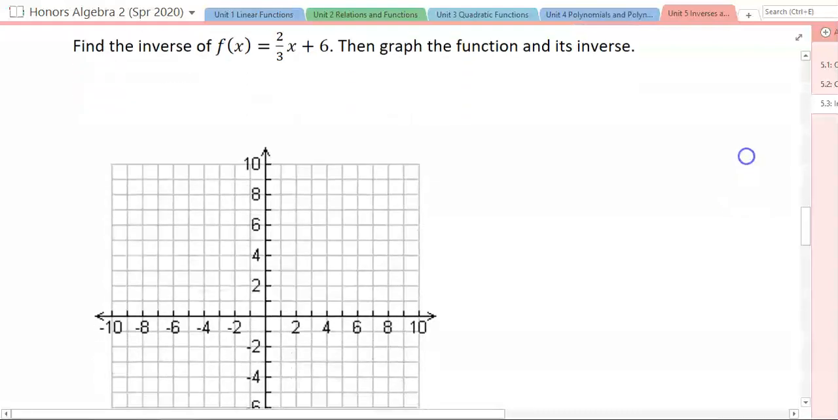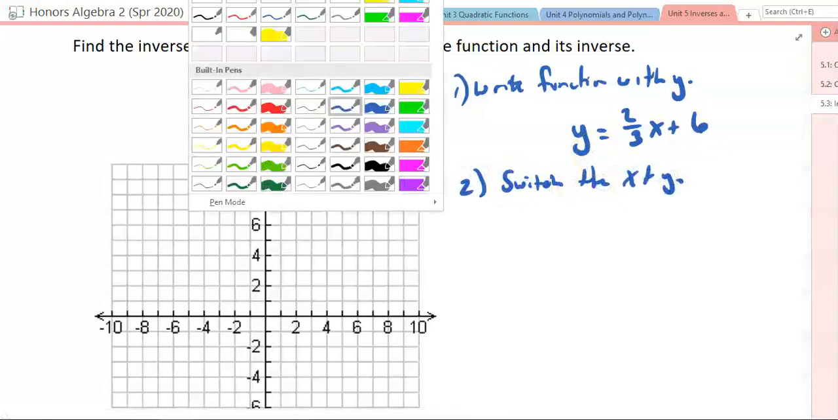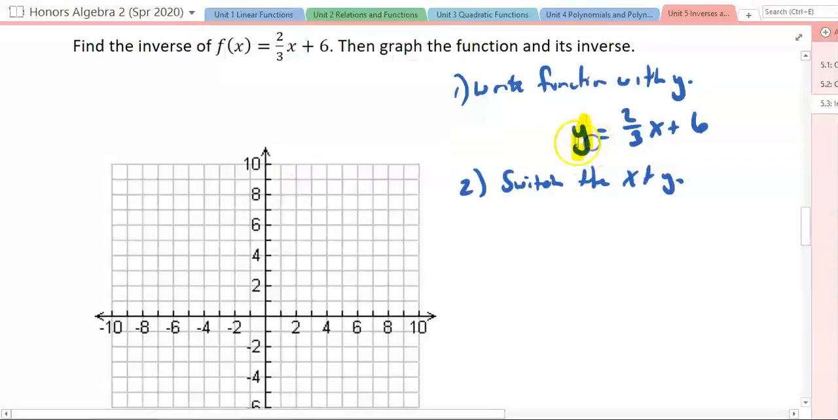So step 1, write the function with a y. So I'm going to write y equals 2/3 x plus 6. Step 2 will be to switch the x and y. What I mean by switch the x and y is literally, I see y here, I'm going to write an x. I see x here, I'm going to write y. So I'm going to write x equals 2/3 y plus 6.